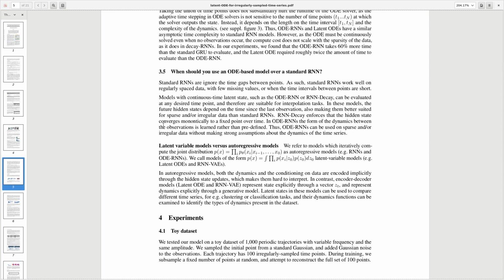In ODE-RNNs, the form of the dynamics between the observations is learned rather than predefined. Okay, so the ODE is learned itself. Thus, ODE-RNNs can be used on sparse or irregular data without making strong assumptions about the dynamics of the time series.